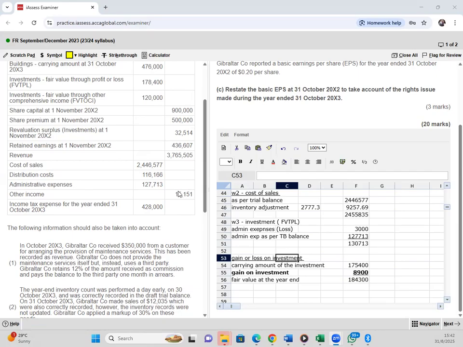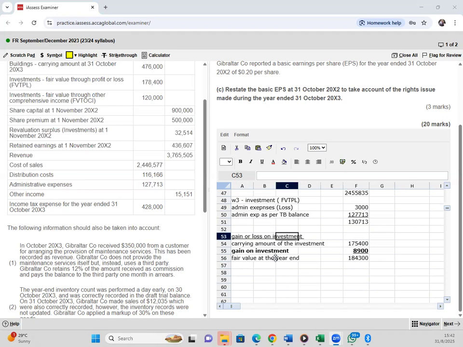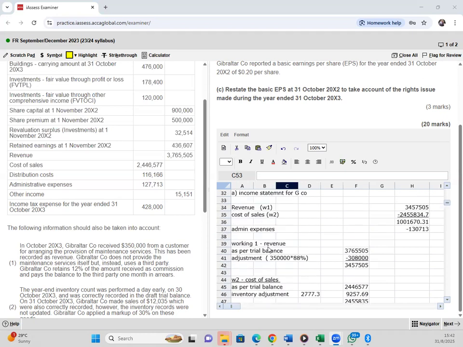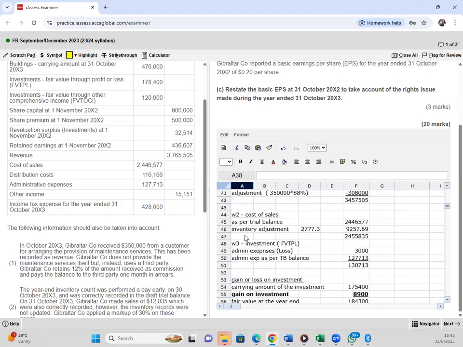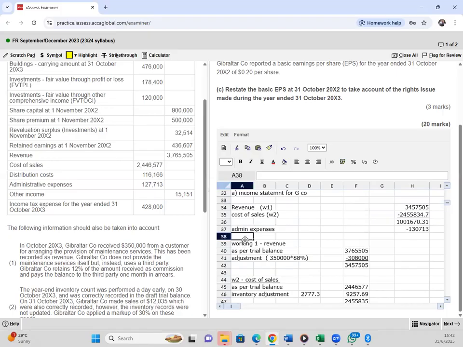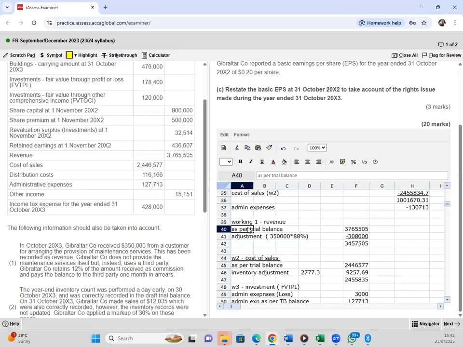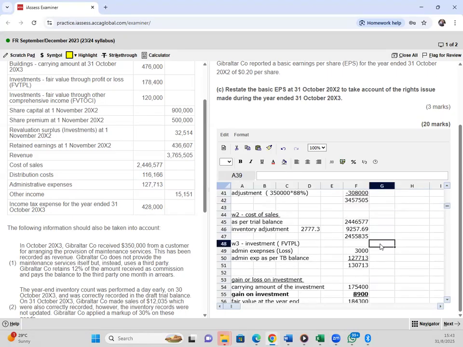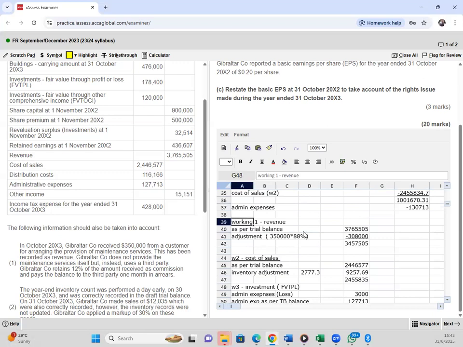Incomes have a credit balance. So we have other incomes of 15,151. For investment income, we can add it after the operating profit. So let's work out the expenses, then we add the investment income later on. Or for now, let's just include it. Sorry, I need to pull this down.